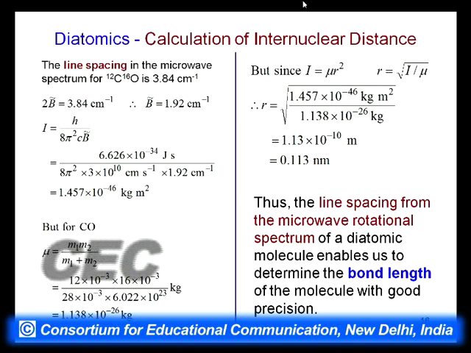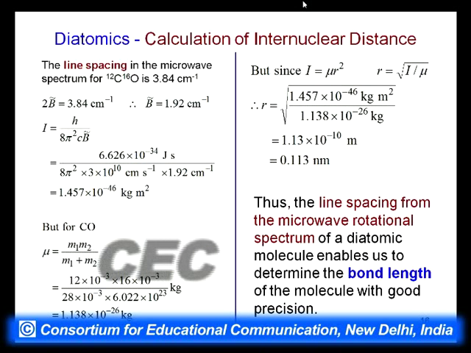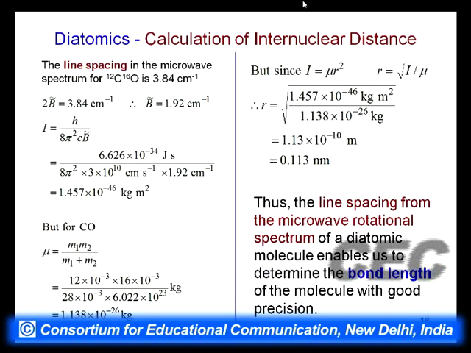Now, what else can we determine for carbon monoxide? We found out the moment of inertia, and we know that it is equal to mu, the reduced mass, multiplied by r square. So, since we know the reduced mass of carbon monoxide, we have very accurate masses for the carbon and oxygen atom.